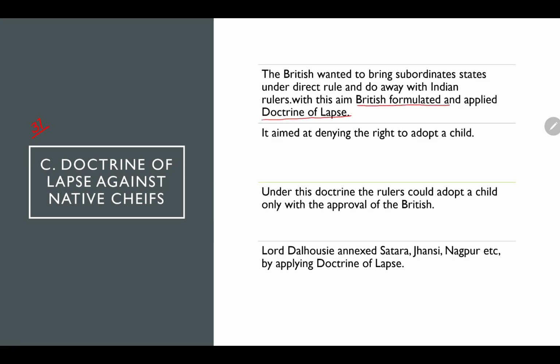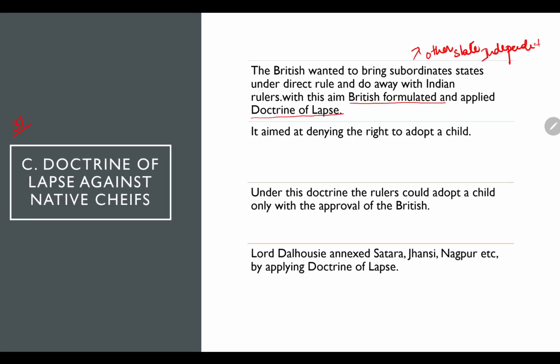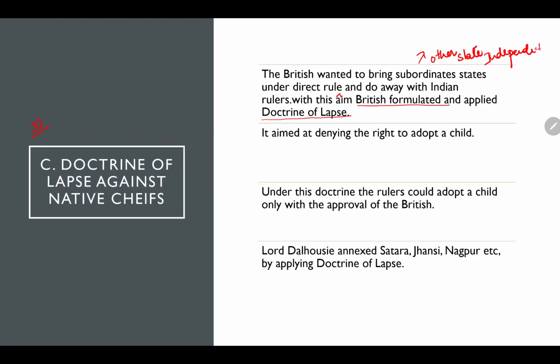The main aim was that the Britishers wanted to bring subordinate states, meaning other states that were independent, under direct rule and do away with Indian rulers. With this aim, the British formulated and applied the Doctrine of Lapse. What did the Doctrine of Lapse aim at? It aimed at denying the right to adopt a child.